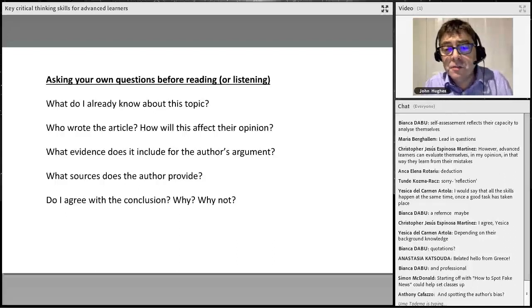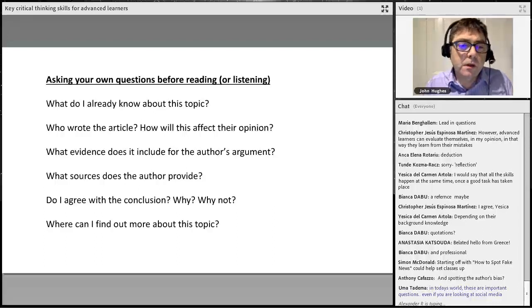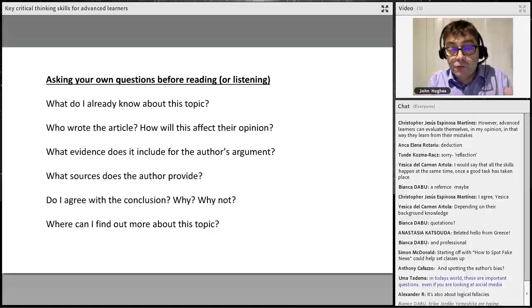Anthony, yeah, good comment. Spotting author bias. I mean, that's linked to evidence, sources, what's the author's perspective, the whole fake news issue that Simon's just mentioned all comes into this, particularly with text taken from the internet. It's particularly relevant. And finally, I want the students to start thinking about where can I find out more about the topic. If I've brought a reading into class, for example, I want them to think about where can I find out more about it, and that links with research skills that's coming later.